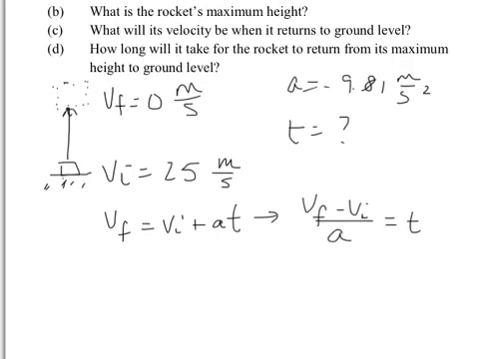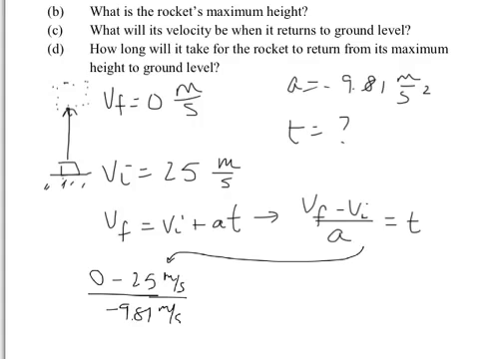Well, we know that the Vf is 0. We know that the Vi in this problem is 25. So 0 minus 25, that's meters per second, all over negative 9.81 meters per second squared. Okay? And that's what time is equal to. So really, what are we looking at? We're looking at the negative 25 over the negative 9.81, which turns out to be a time of 2.55 seconds.